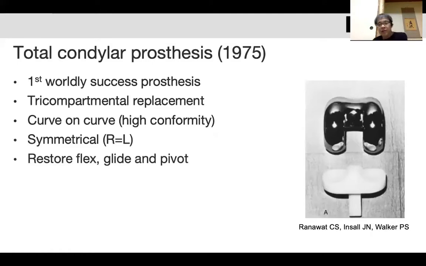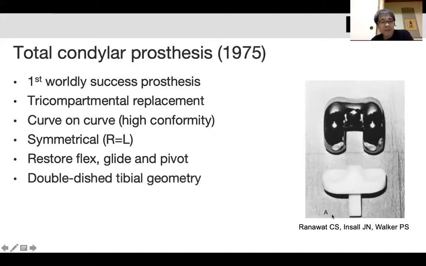It is also innovative because it can restore flexion along with gliding motion and rotation motion, because unlike the Freeman knee, it can rotate around this center cone. This is a double dish tibial geometry. So it can cause a second articulation on both the medial and lateral sides.